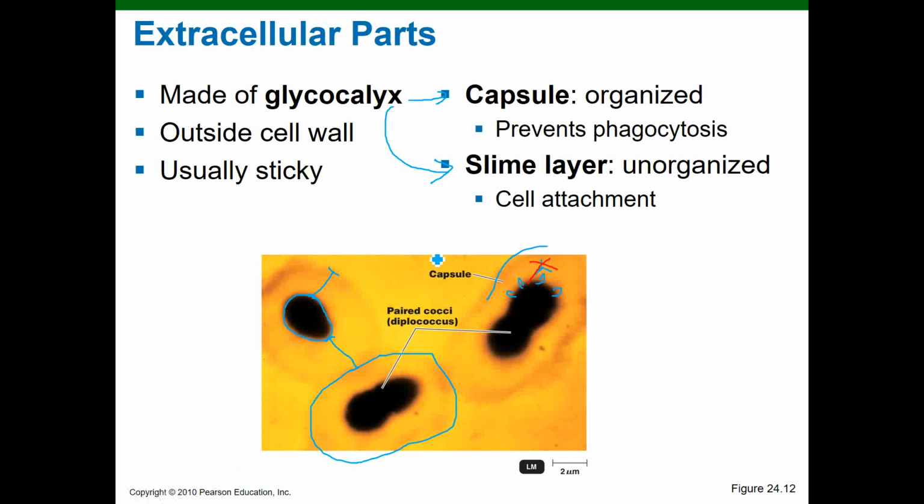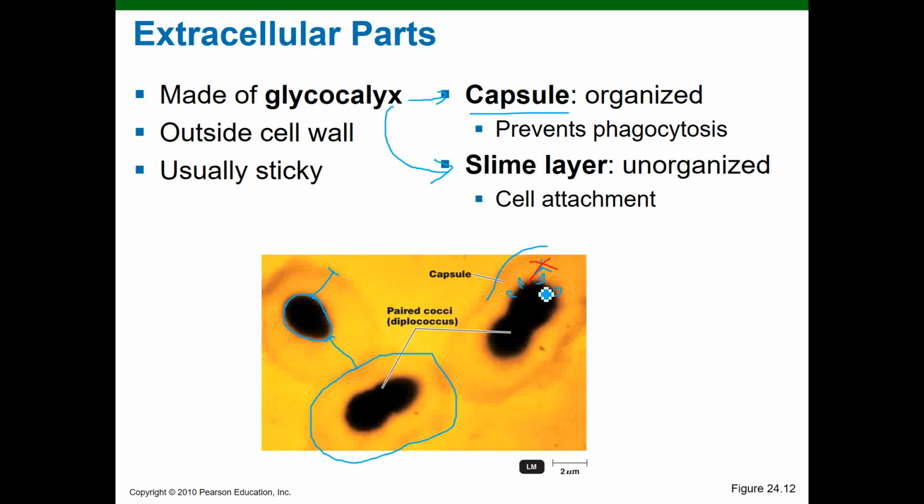So we will see quite a few bacteria that are pathogenic, so that's bacteria that are able to cause disease, will have capsules. And again, that capsule is helping them to evade phagocytosis, which is basically being engulfed by your immune cells. Was there something else I wanted to say about the capsule?